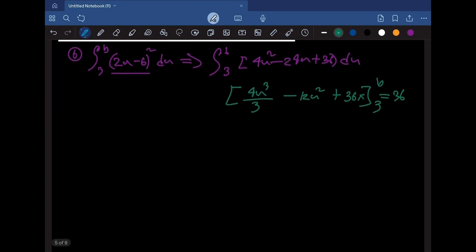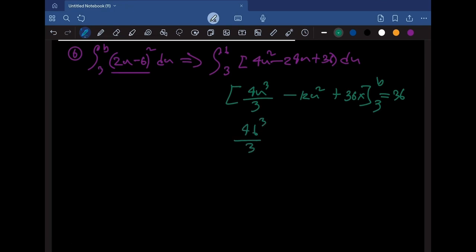Now the next part we will do is, it will become 4b cubed divided by 3 minus 12b squared plus 36b, minus 36 minus 108 plus 108. When you put this 3 into these values, it becomes 36 minus 108 plus 108, which is equal to 36. This 36. Okay.